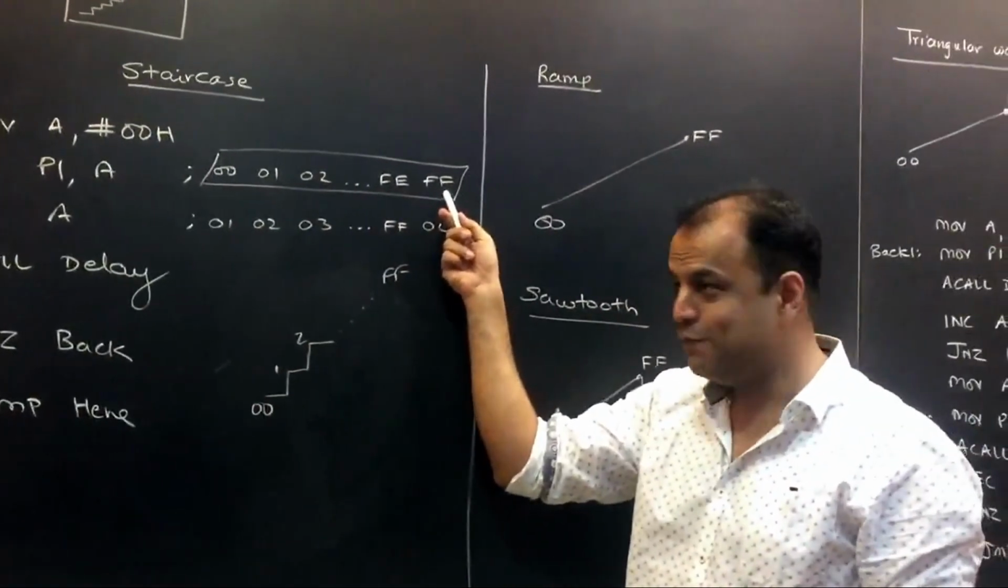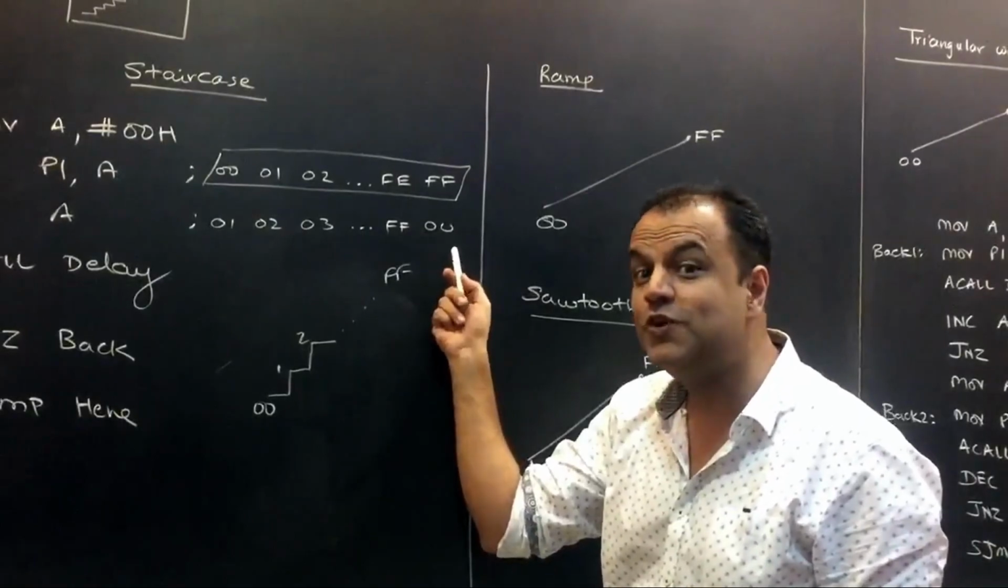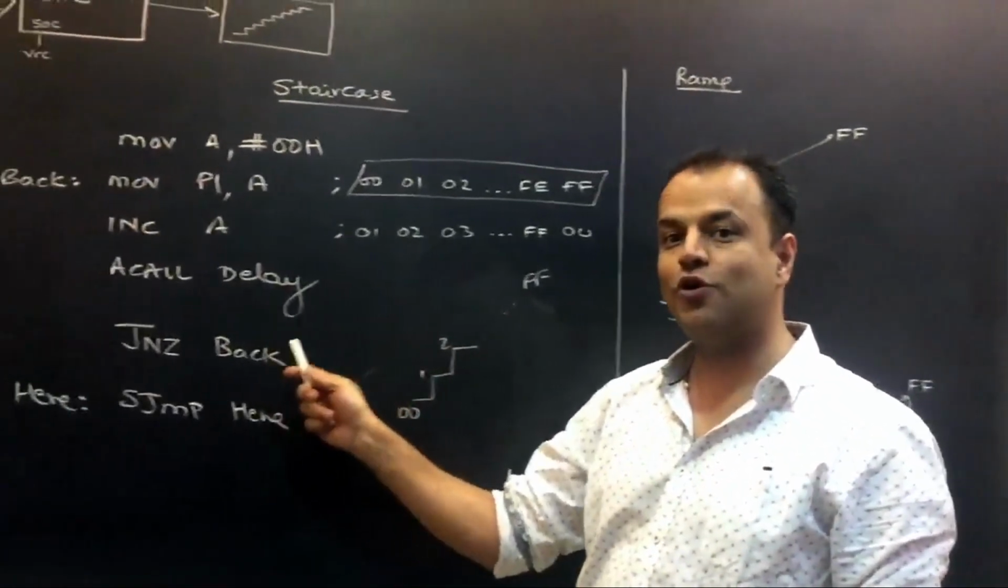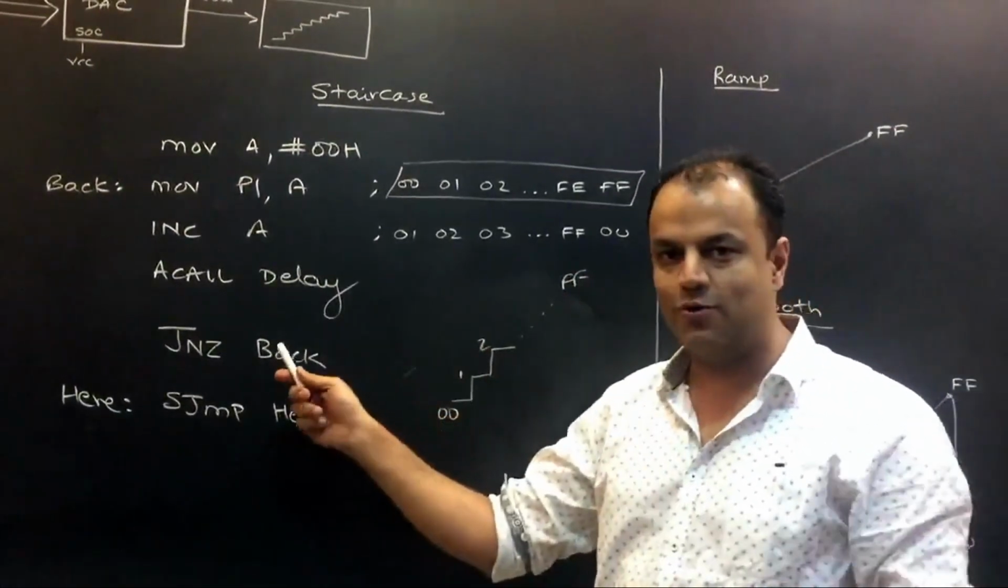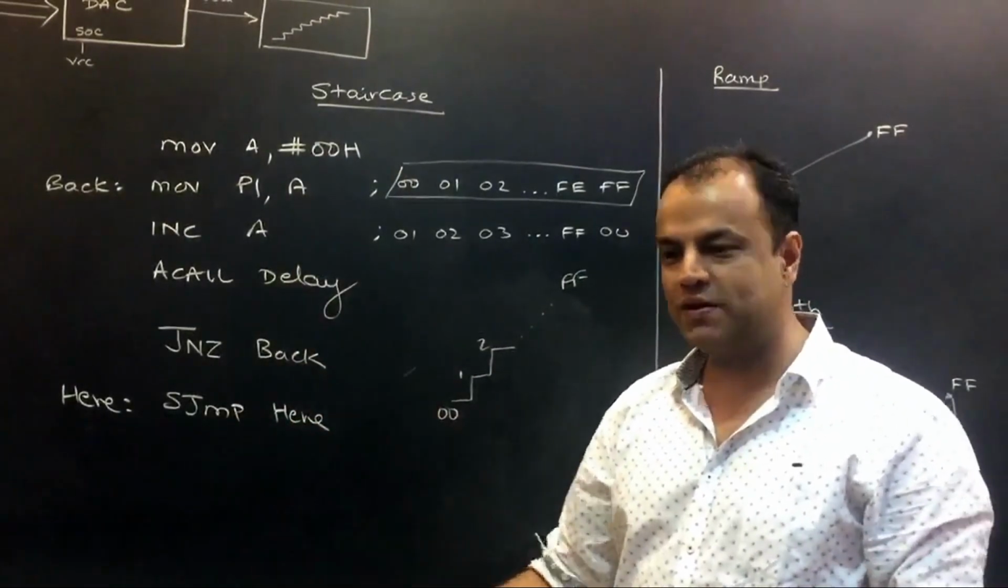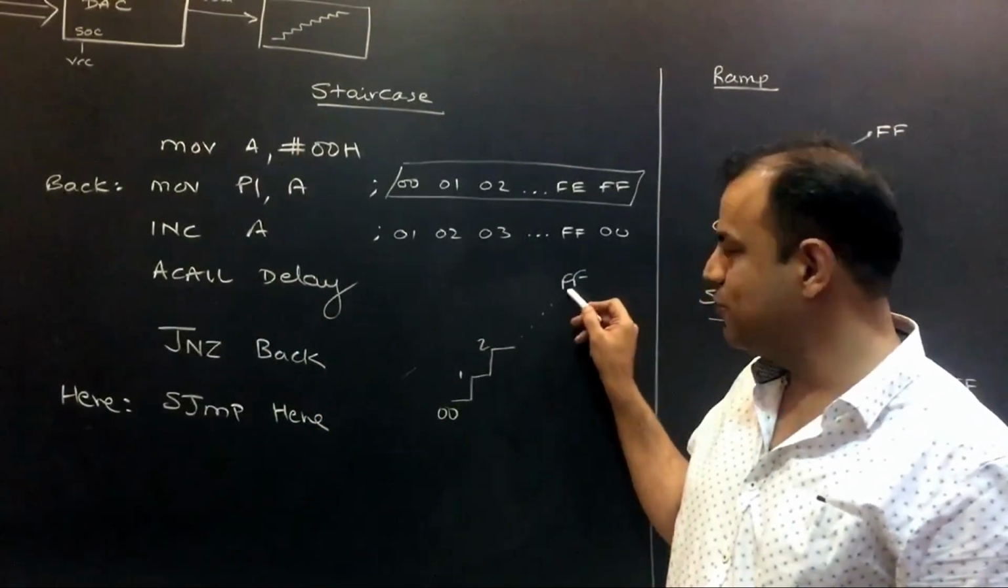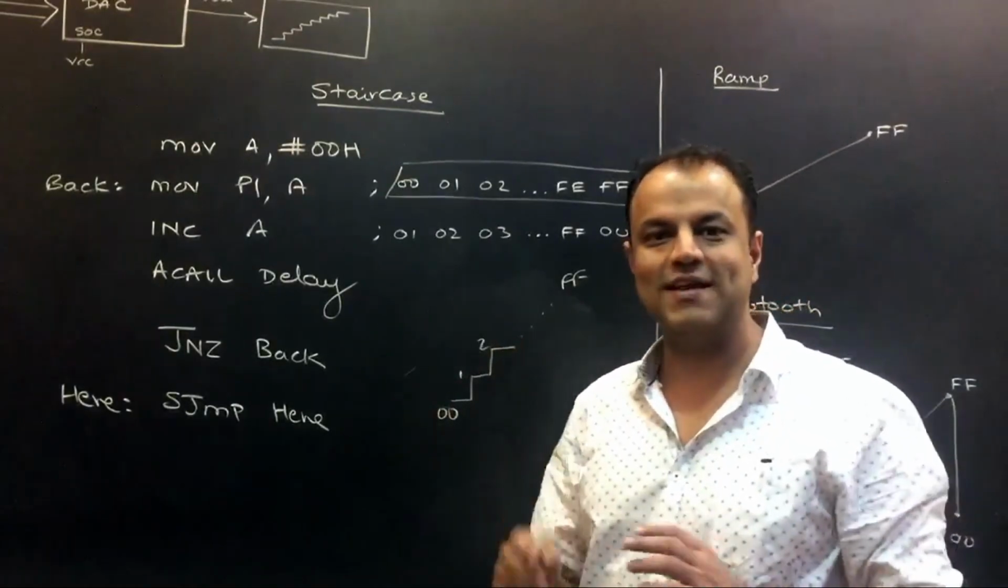You will display FF. A will become 0. I have said jump if not 0, but A has become 0. Now it will not jump. It will break the loop and stop. That means your staircase will go from 0, 0 to FF and stop. That's exactly what you wanted.